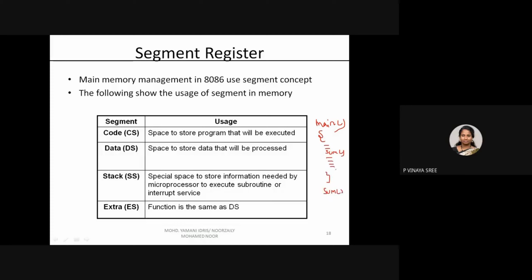Before jumping to the subroutine call, the next instruction address will be pushed inside a stack. So for that we'll be using stack. See here, it is a special space to store information needed by the microprocessor to execute a subroutine or interrupt service. Whenever we go for push, then whenever it returns from this, it pops, so that it identifies that it has to start from this particular address called 500. So this is about stack.